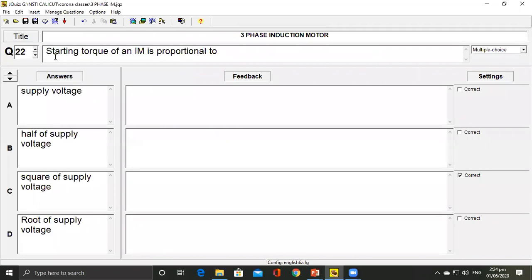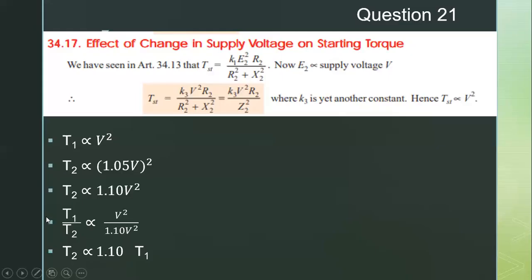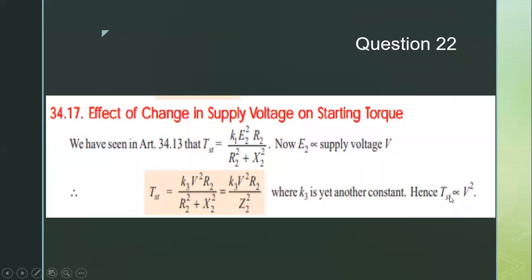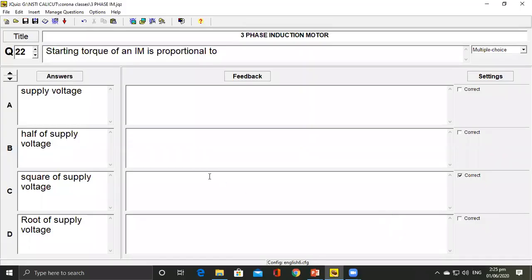Next question: the starting torque of an induction motor is proportional to what: the supply voltage, half of the supply voltage, or the square of the supply voltage? It is the same as the previous one. Starting torque is directly proportional to V square, that is, to the square of the supply voltage. It is an important question in most multiple choice question exams and competition exams. So C is the answer.